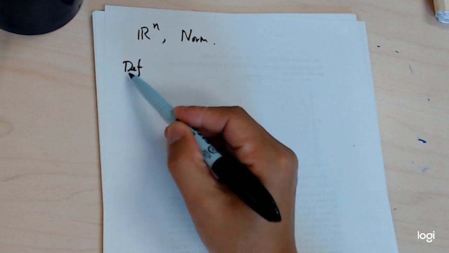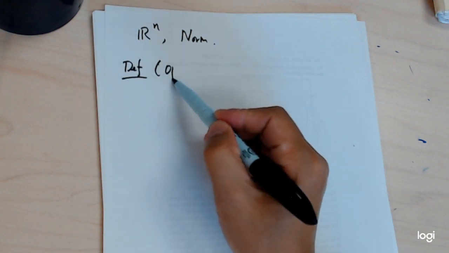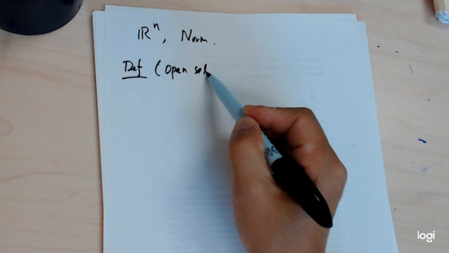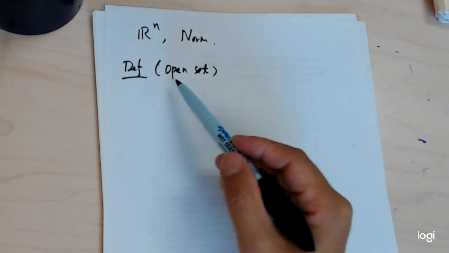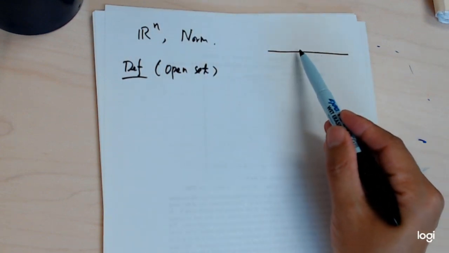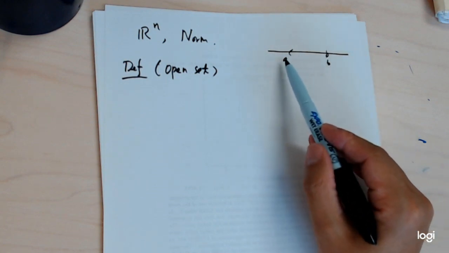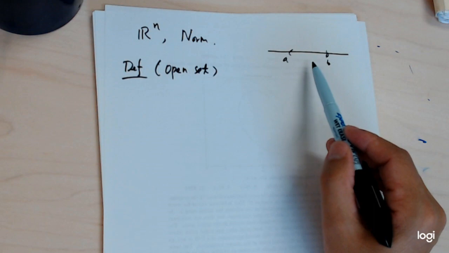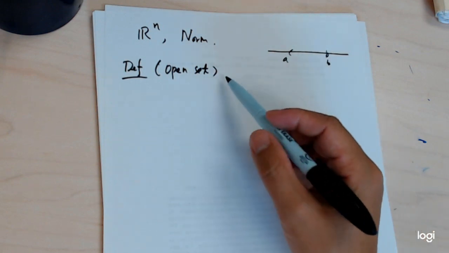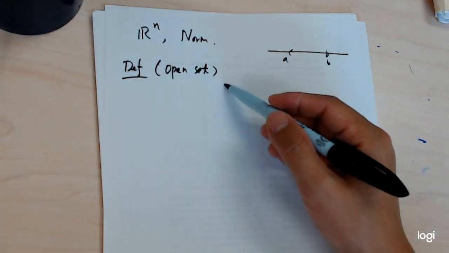The first concept is open set. And how do we define open set in Rn? I mean, open set in R1 is easy. It's just an open interval. For example, okay, it can be a little bit trickier than that, but an open interval is one typical example of an open set in R1. So what do open sets look like in Rn?